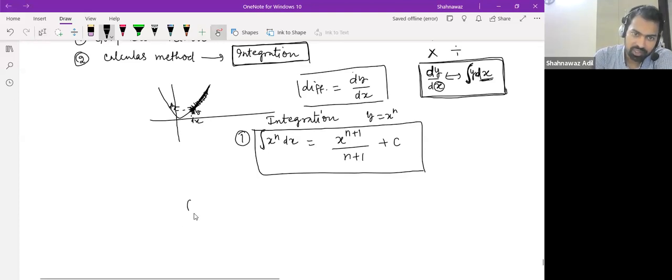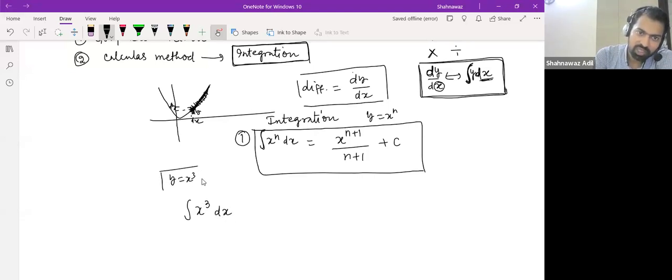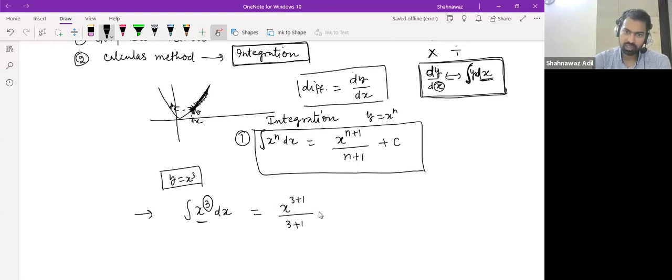So the integration of, let's say, x^3 dx. Y is your x^3. So what would be the integration of x^3? What is the power here? Three. So this would be x^(3+1) divided by (3+1). So this would be x^4 divided by 4, plus a constant. But let us forget this for now.